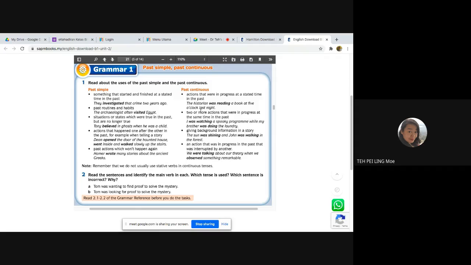How about past continuous tense? It's like with the ing. What were you doing at that time? So, actions that were in progress at a stated time in the past. The historian was reading a book at 5 o'clock last night.